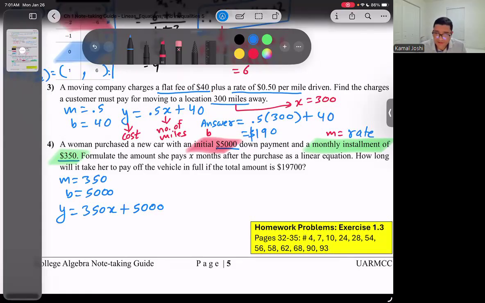How long will it take her to pay off the vehicle in full if the total amount to be paid is $19,700? Think about that. And unlike previous questions, this is a variation, right? In the previous questions, you're given the value of X. Now you're given the value of Y. That's what you need to figure out here. So this value given here is Y.